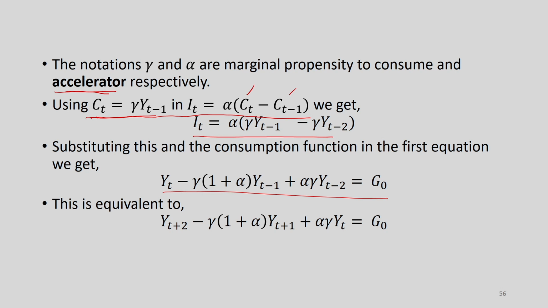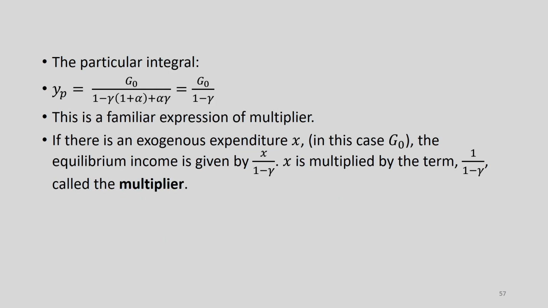You can see it is only a function of y_t's alone, and there are 3 y_t's here: y_t, y_(t-1) and y_(t-2). And so, this is a difference equation of the second order. G_0 is constant. I can change the time period a bit and write the same relation in terms of y_(t+2), y_(t+1) and y_t. So, this is a second order difference equation. We know how to solve this.